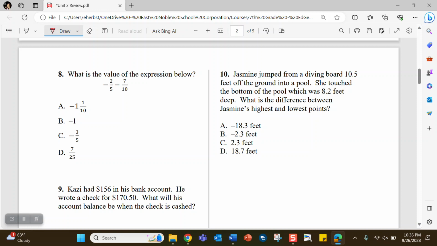Number 8, asking for the value of the expression. We're subtracting fractions. I'm going to go ahead and add the opposite. So I need a common denominator. It's going to be 10. So my second fraction doesn't change. My first fraction, I'm going to multiply the top and the bottom by 2. So I have negative 4 tenths plus negative 7 tenths. That's negative 11 tenths. You'll notice they don't leave answers improper, and so negative 11 tenths is negative 1 1/10.